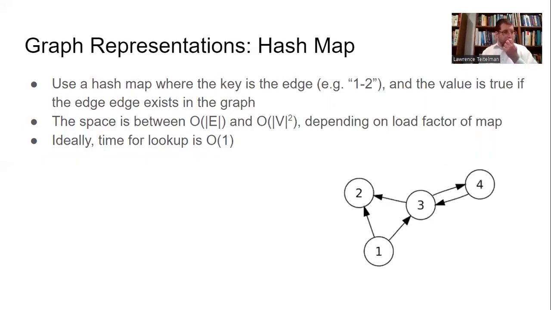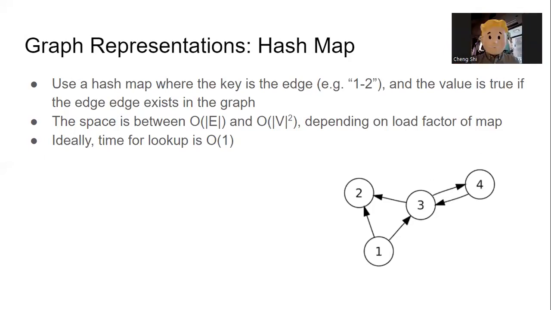Okay, so in a hash map, we use an edge as a key, right? So we'll put 1, 2 as a key, and we'll store the value true or 1 or something to indicate that it's there. Now, what's the advantage to a hash map in general?